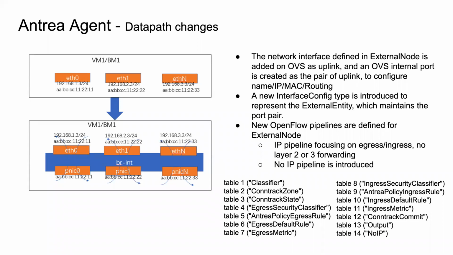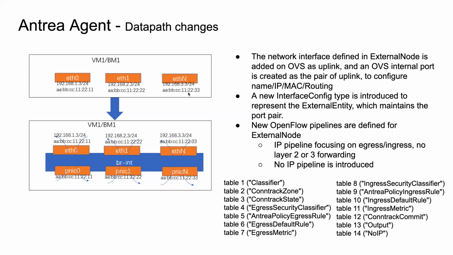Actually, we first do the rename on the interface and then attach it to OS. But after, if the user deletes the external node, I mean, if we want to remove the interfaces from OS, we will rename the PNIC0 back to ETH0. I think that's your question, right? Yes. So this is mainly to keep the original name to be the one used by the operating system.